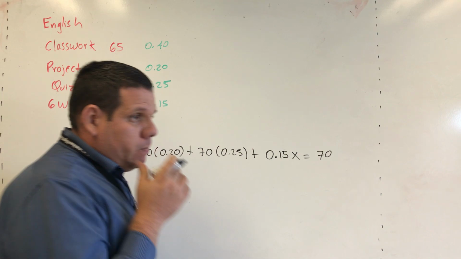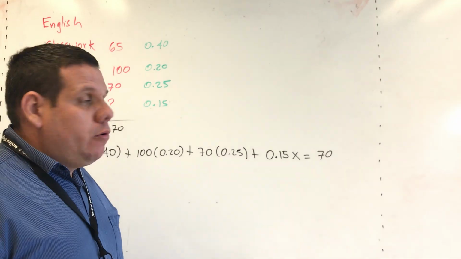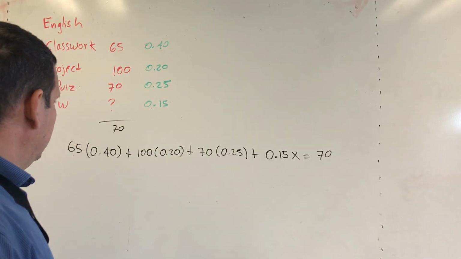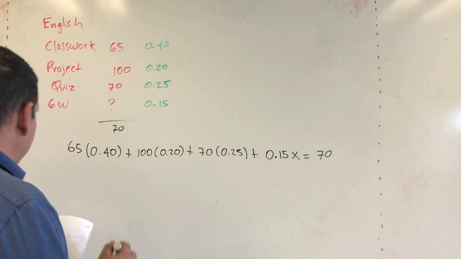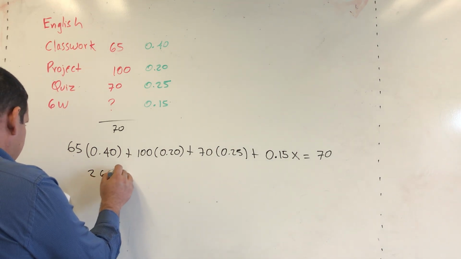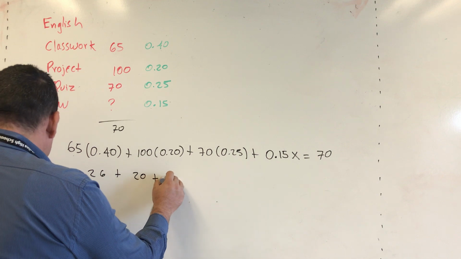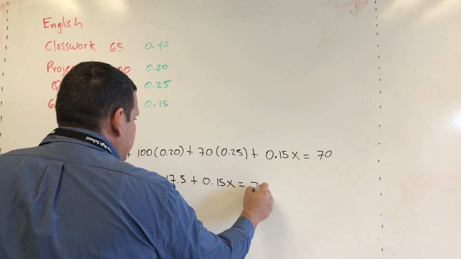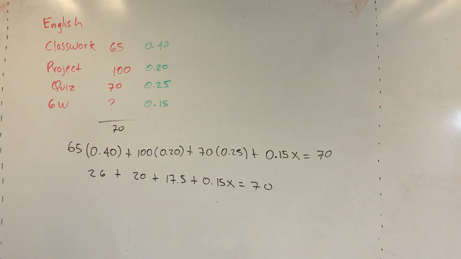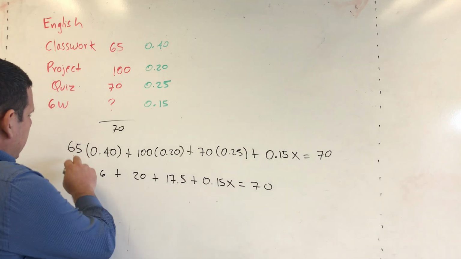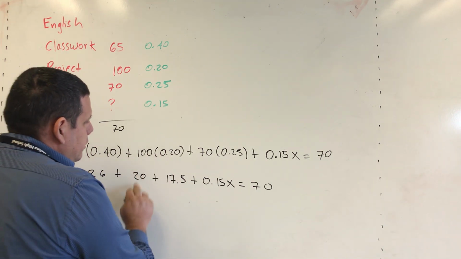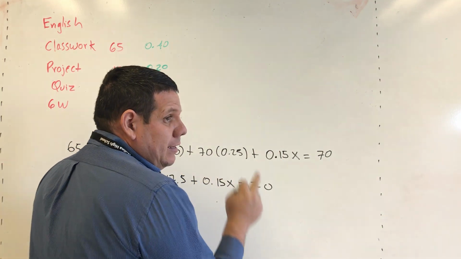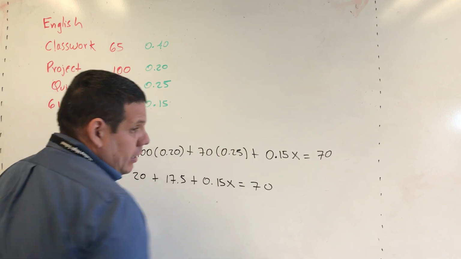So let's find out the minimum grade that you need for your 6 weeks test if you want to pass English, okay? So what we need to do here is multiply. So we have from here 26 plus 20 plus 17.5 plus 0.15x equals 70. All right, one way to do this is just multiply. This time this is this, this time this is this, this time this is this. This is not possible to get the value yet, so we just write it like that.